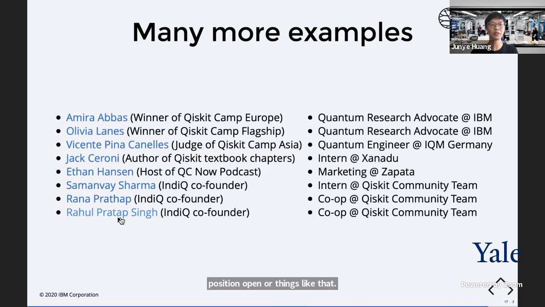And those are not the only examples. I'm just showing you a little example that young people like me have done something in the community and are now doing various full-time positions or internships or co-op positions in the industry. So I do think that this model works, that you should contribute to the community, actively make hackathon projects, teach people quantum computing, and that will maybe land you a job in the industry.